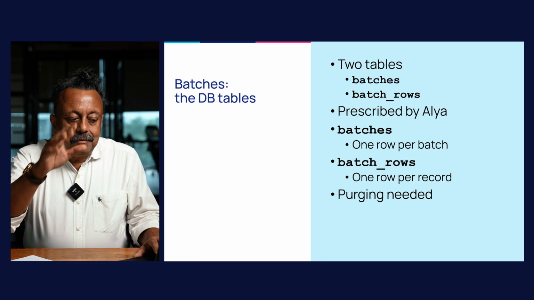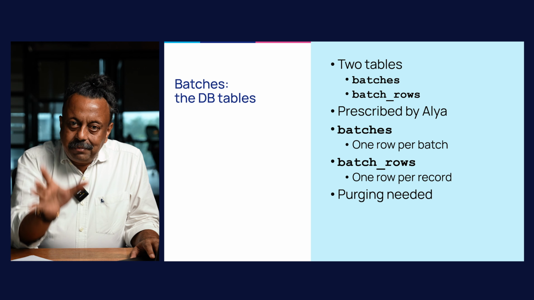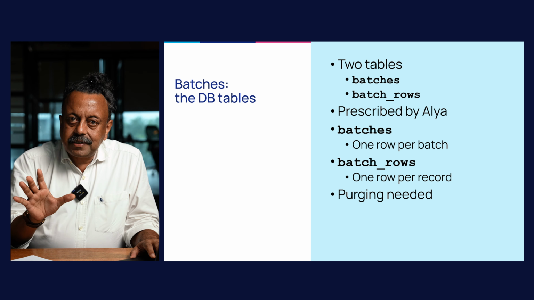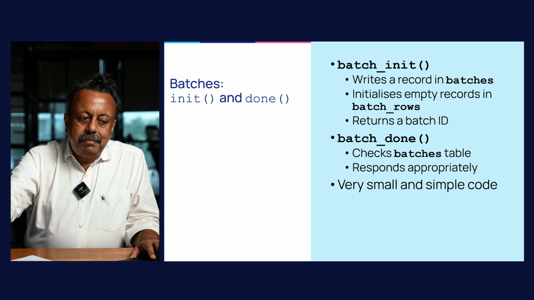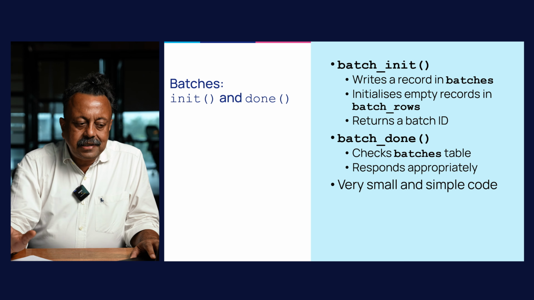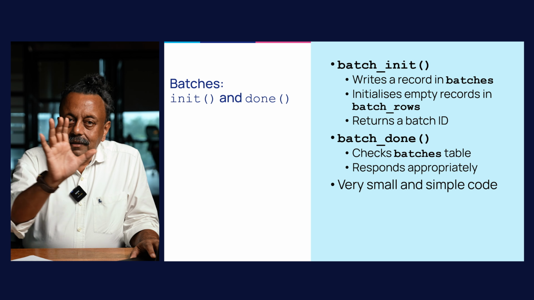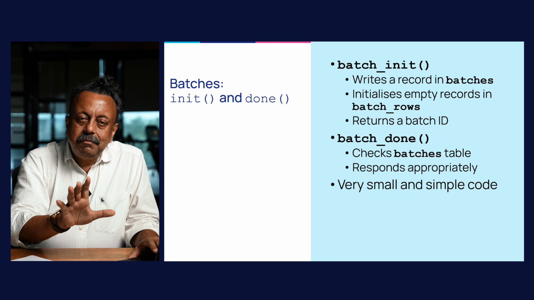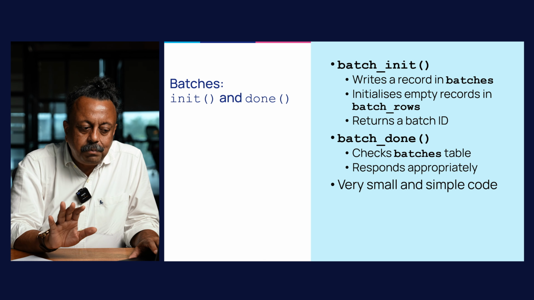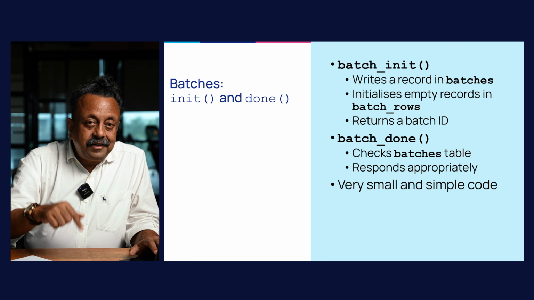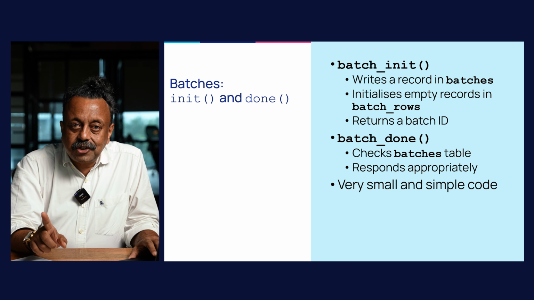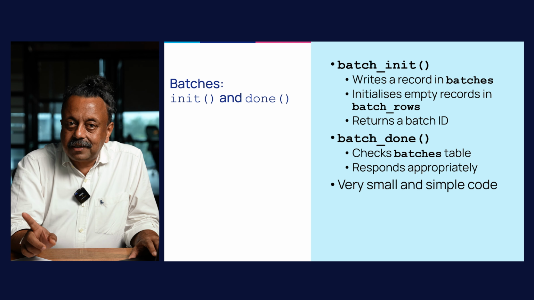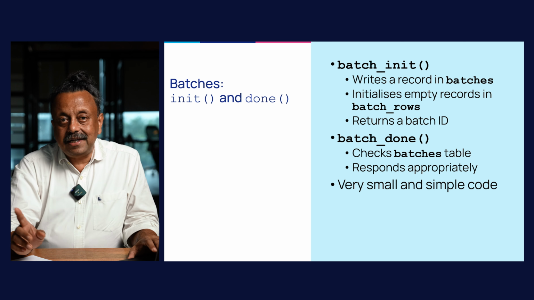So this is the basic database infrastructure required for the batch processing module to work. The batch init call writes a record in the batches table and initializes empty records in the batch rows table and returns a batch ID. The batch done web service checks the batches table to see whether the batch is complete or not. Everything, the real action, all happens outside these web services. One web service creates a new batch, one web service checks whether the batch is complete. In between has to be the real processing, and that comes somewhere else.